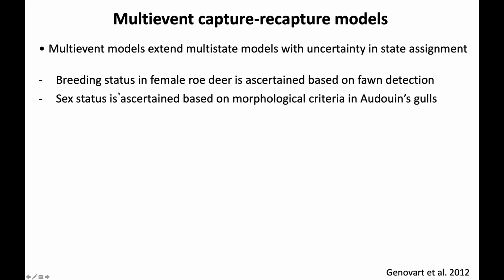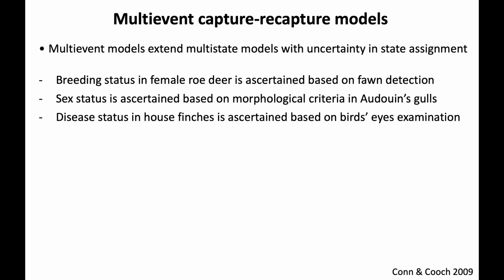And so you use, I don't know, the size of the individual to assign the sex, and sometimes you have some uncertainty and you don't know whether it's a male or a female. And so this kind of model is really useful in that case. You can really make explicit the way you assign a state to an individual, and so you can account for uncertainty in this assignment.